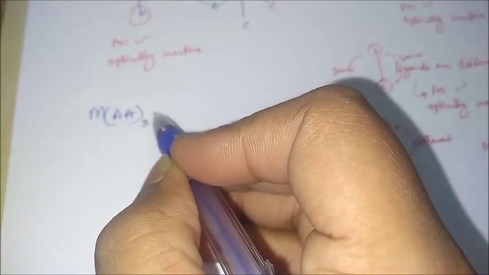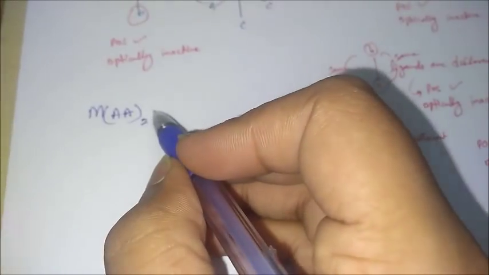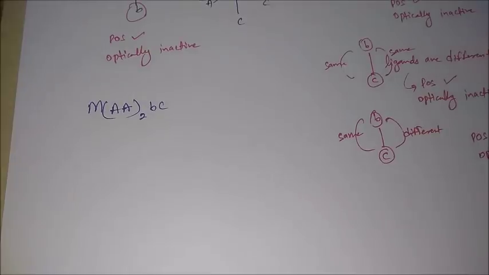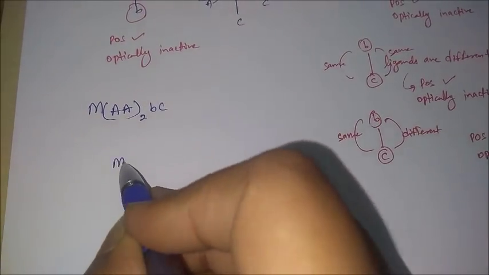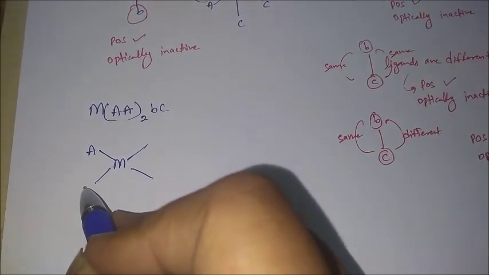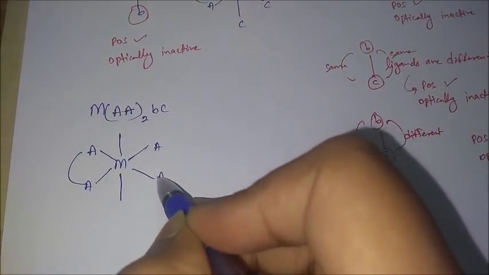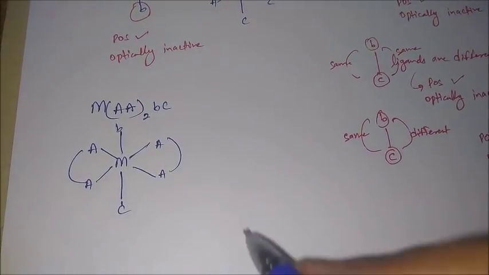So we have M(AA)2BC. Okay, so let's take this example. If I draw this arrangement, it will be like this. So A, then A, then B and C. I can draw it like this, or I can draw it like this.